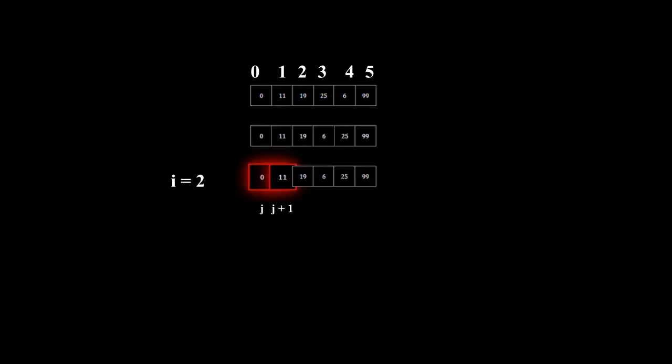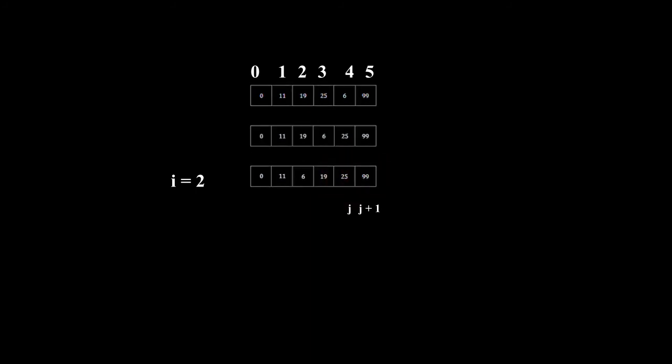Compare 0 and 11, condition false, increment j by 1. Compare 11 and 19, condition false, increment j by 1. Compare 19 and 6, condition true, shuffle the values and increment j by 1. Compare 19 and 25, condition false, increment j by 1. Compare 25 and 99, condition false, increment j by 1.